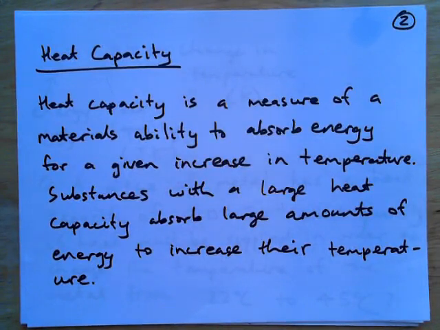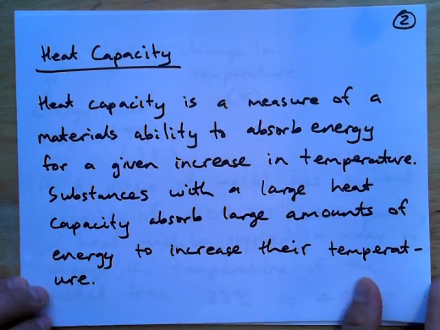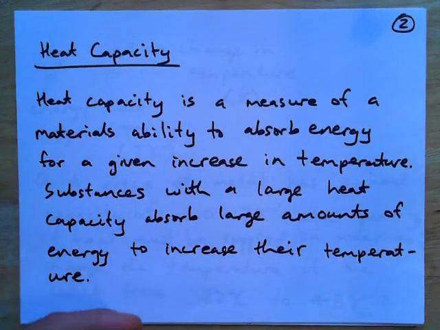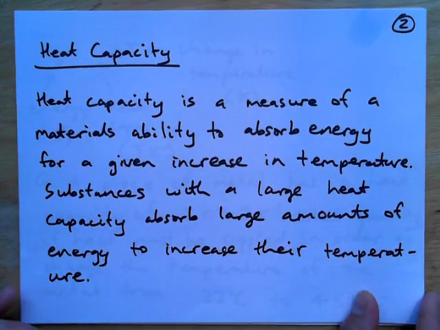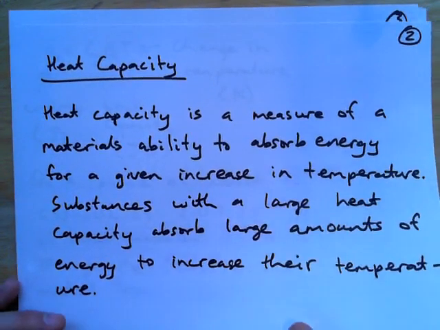So a substance with a large heat capacity, such as water, can absorb a lot of energy before it raises its temperature. Substances with a small heat capacity, such as aluminium, when you apply heat to it, it will heat up rapidly. It'll increase temperature rapidly. So it has a small heat capacity.